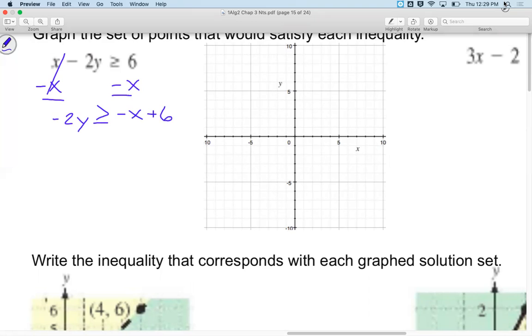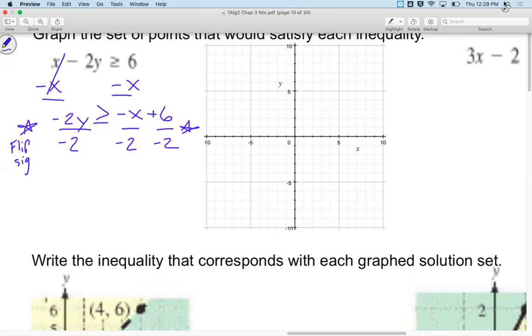Now let's go with Nikki. I'm a little bit confused. Okay, so let's look at this. Nikki, we're trying to get y by itself. How do I get y by itself? Divide by negative 2. Okay. Now, Hannah said when you divide by a negative, you have to flip your sign.